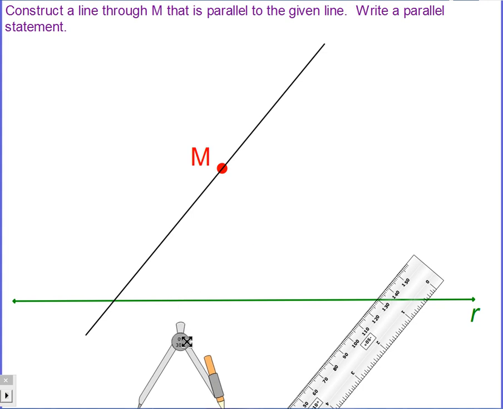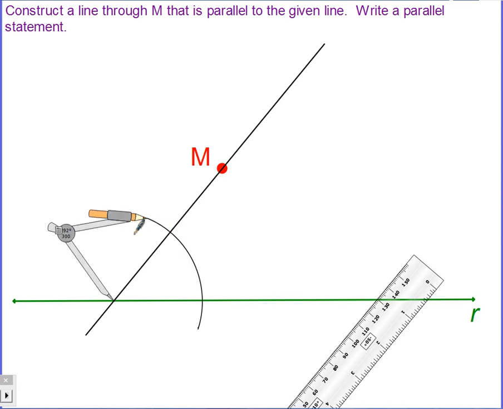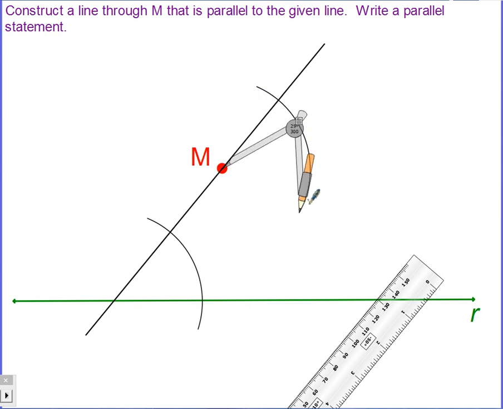So once we have a line through the line and the point, we're going to take our compass and set the point at the intersection, and we're going to make an arc. And this arc needs to intersect both of these lines that we have. We're going to take the same measurement and place it on this point M and make that same arc. Basically what we're doing is we're going to copy this angle right here.